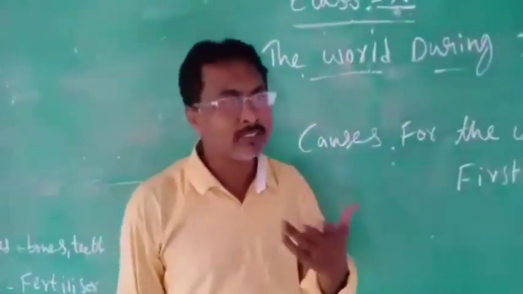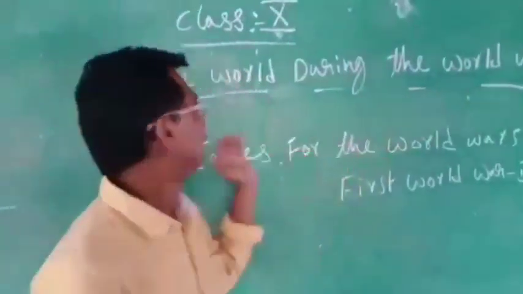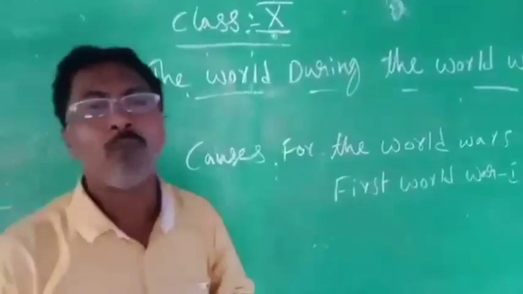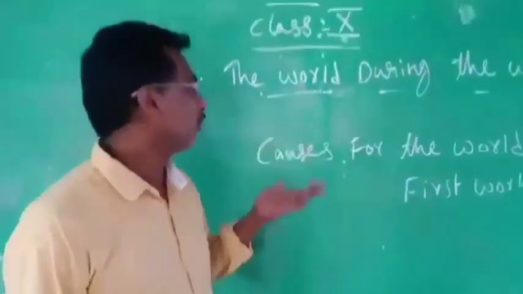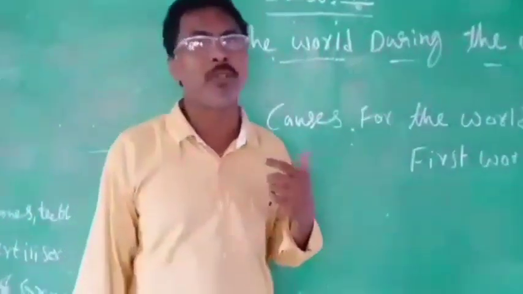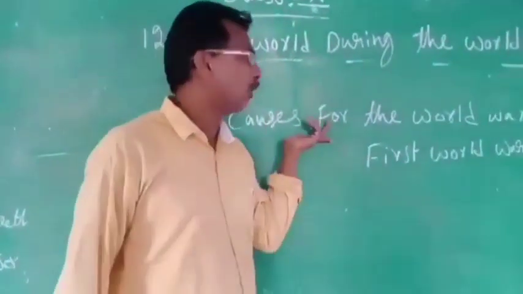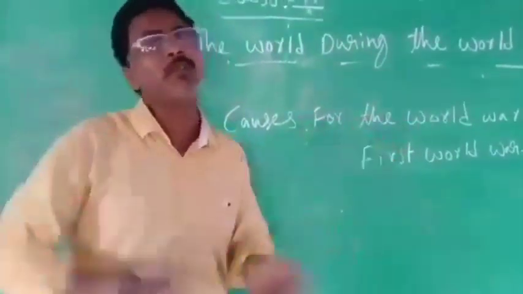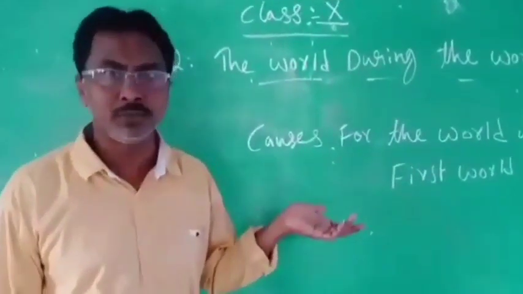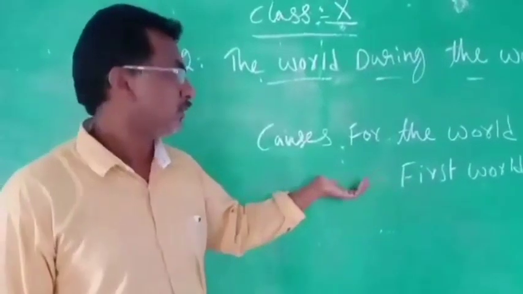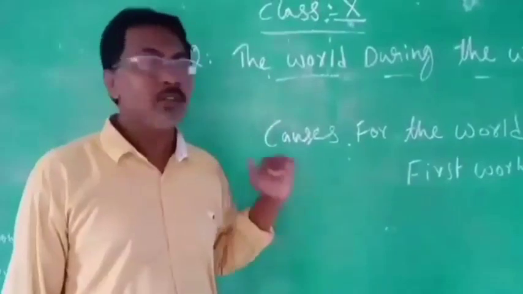Okay, we are going to discuss the lesson "The World During the World Wars." Listen here. The world during the world wars. And I told you about the causes for the world wars. Cause for the world wars means how it was caused. I told you about that: aggressive nationalism, militarism, Balkan issue, and the immediate cause of world war. Okay, now you are going to discuss.